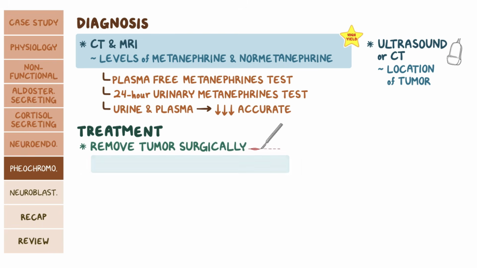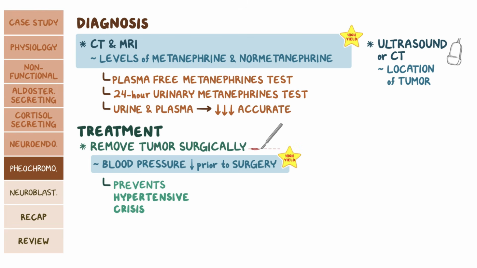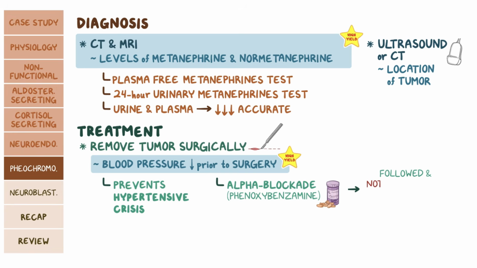However, you need to know that blood pressure needs to be lowered prior to surgery to prevent a hypertensive crisis. This is done by alpha blockade, which is achieved by giving irreversible alpha blockers such as phenoxybenzamine, and it should always be followed and not preceded by beta blockade, which is achieved with beta blockers such as propranolol.